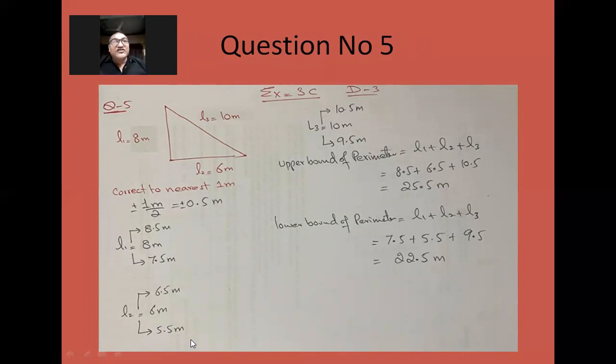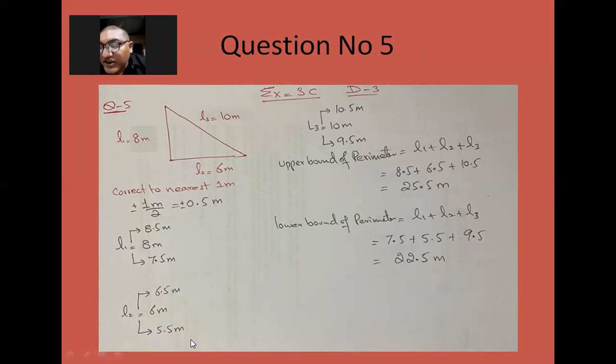Question number 5 is coming up on your screen. A diagram is given here. It's a triangle, and its 3 sides are given. The side number 1 is 8 meter, the side number 2 is 6 meter, and the side number 3 is 10 meter. He says the measurements given are to the nearest meter. It means that all these lengths are correct to 1 meter. So 1 meter divided by 2 will give 0.5 meter. With it, you will write plus minus sign.